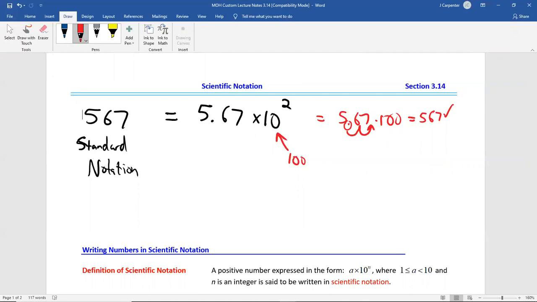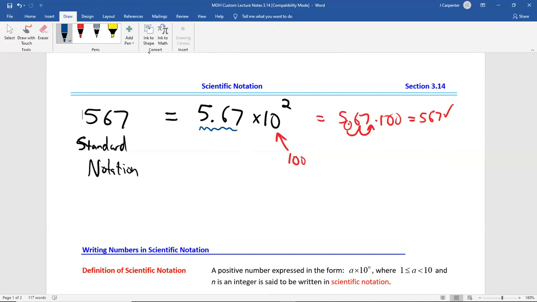But what's going on here? Well, we have this times 10 and an exponent. This times 10 is always here. You always have a times 10, and you can see that down here in this notation. This number up front, this 5.67, has to be between 1 and 10.